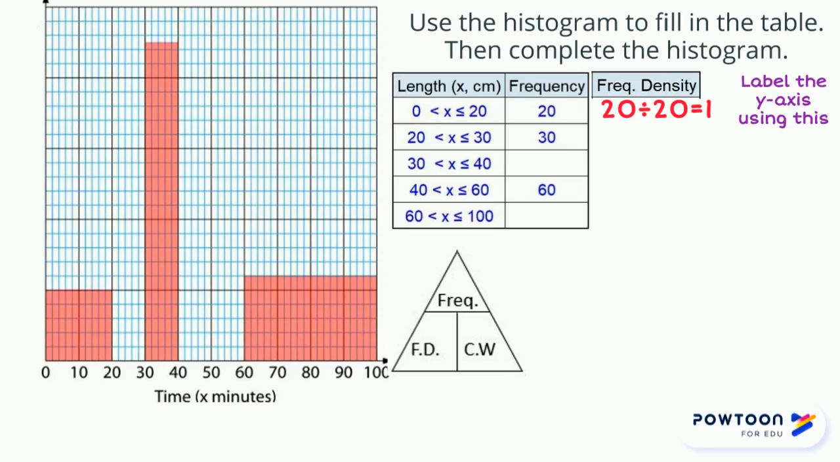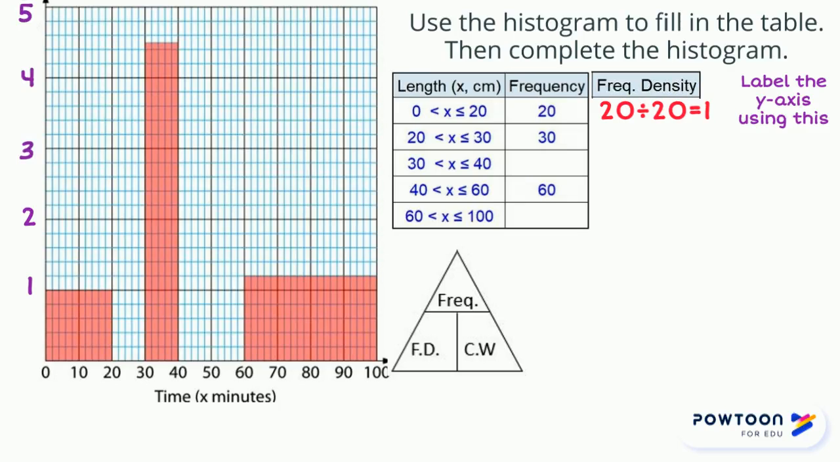To label the y-axis, we can see that our first bar is going to go up to 1. Then after that, every 5 squares, it will also go up by 1. So we go 1, 2, 3, 4, and we end at 5 at the top. Then we can start by filling out our table.